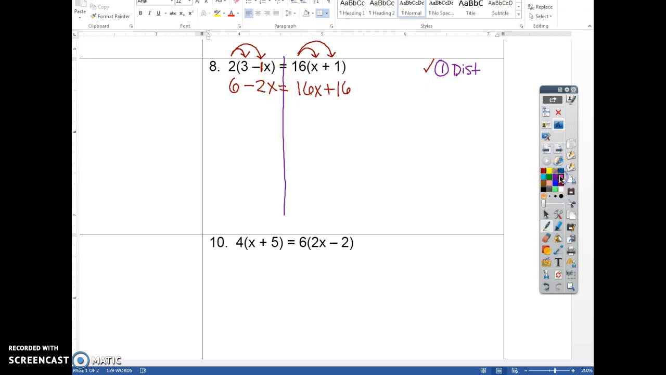Okay, step number 2, combine like terms. CLT, combine like terms. Is there anything for me to combine over here on the left? Do they look alike? No. Do these two look alike? No, even though they're both 16s, one has an x and one doesn't, so they're not like terms. So I'm not doing that part. Step number 3, move the smallest variable.